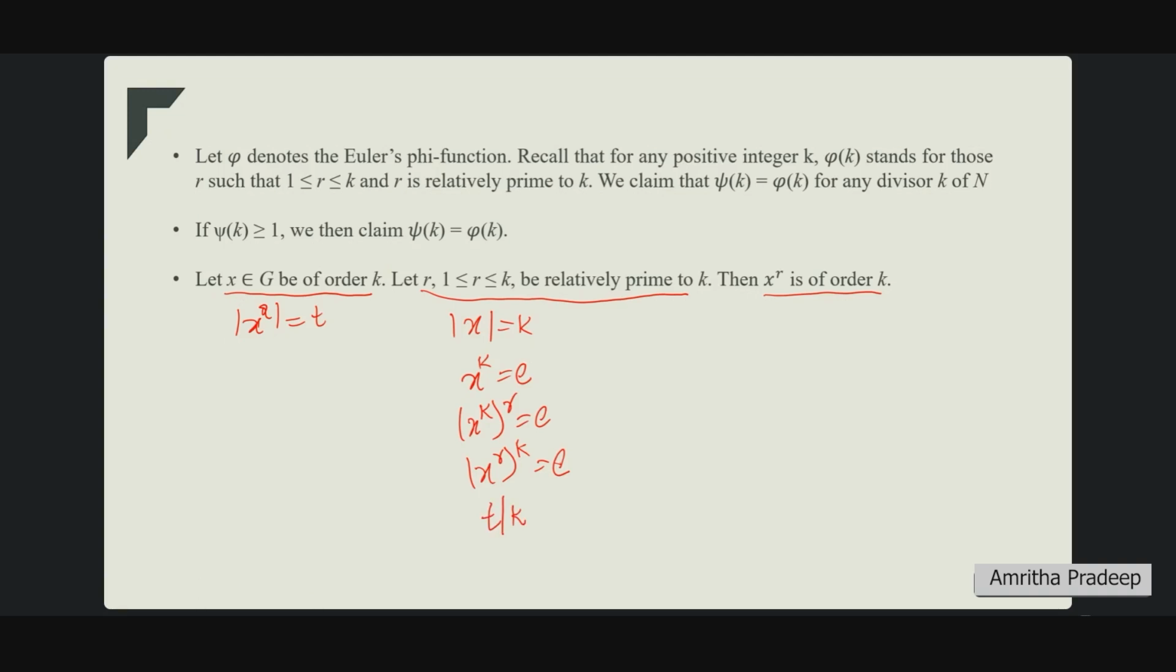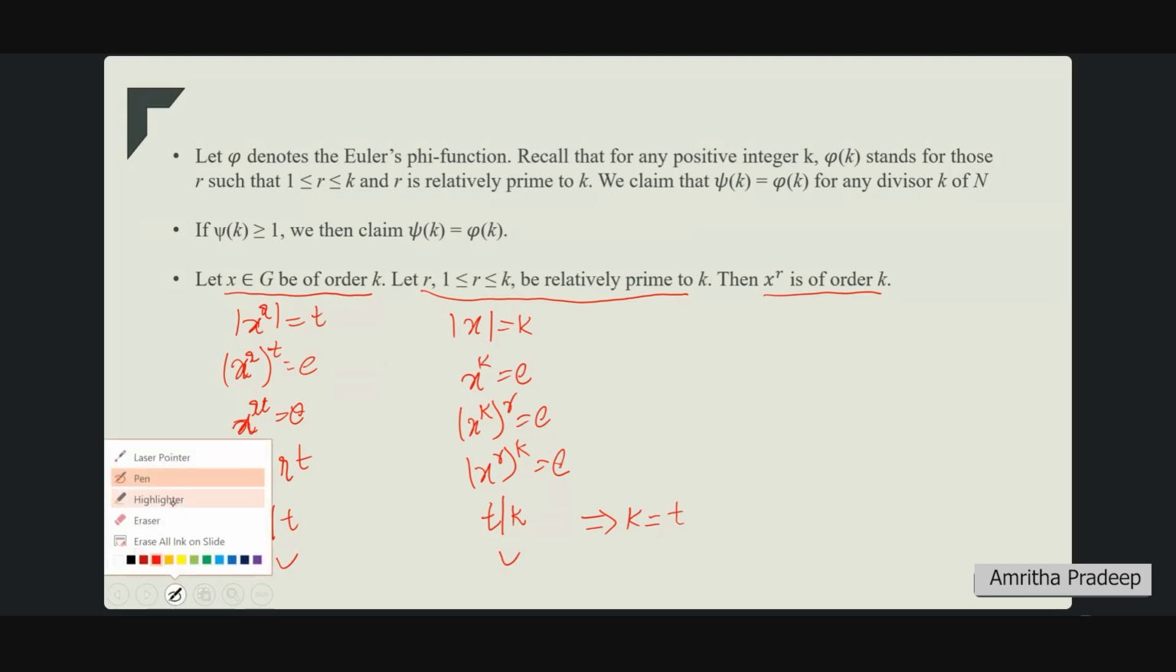Can we say t divides k? Okay, we can actually, it's a result in group theory. Moreover, if I'm taking x power r, x power r of t should be giving me identity again. So x power rt should be giving me identity. Because the order of x is k, k must divide rt, but k and r are relatively prime. So from this we can say that k divides t. So from these two conditions, we can say that k is equal to t. Therefore, x power r is of order k.